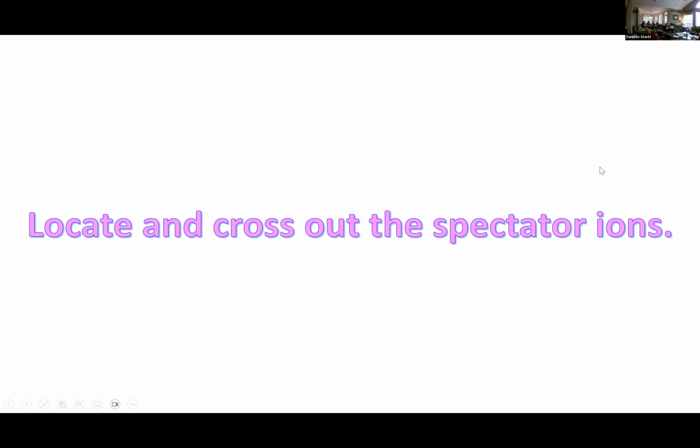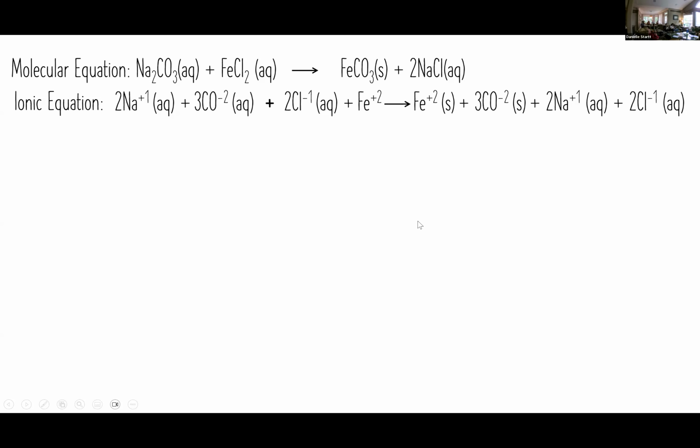So locate the spectator ions. All right, where are they? Somebody tell me a spectator ion. What's one that we see on both sides of the arrow? Caitlin? The sodium, the 2Na+1, is on both sides. He's just hanging out, he's not doing anything.